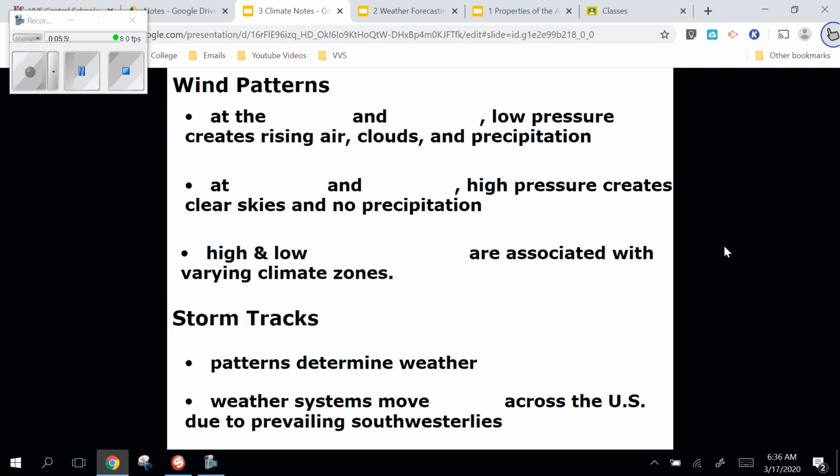All right, wind patterns. No, I guess we're doing storm tracks first. Oh, well, that's okay. All right, so storm tracks.